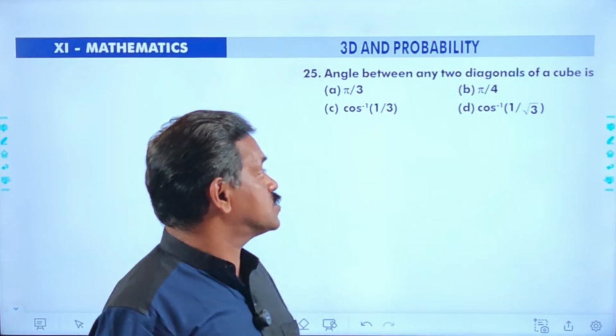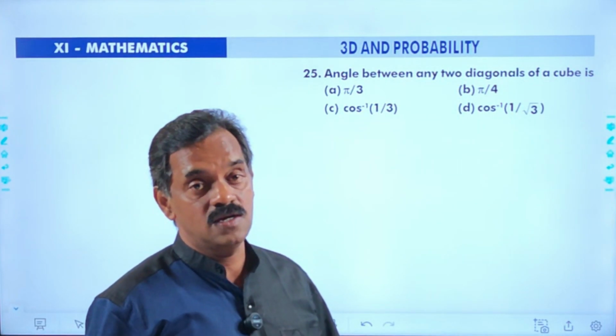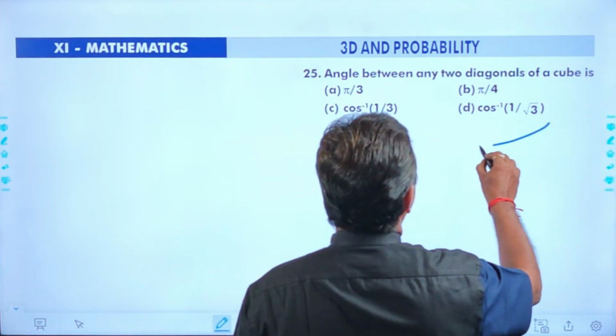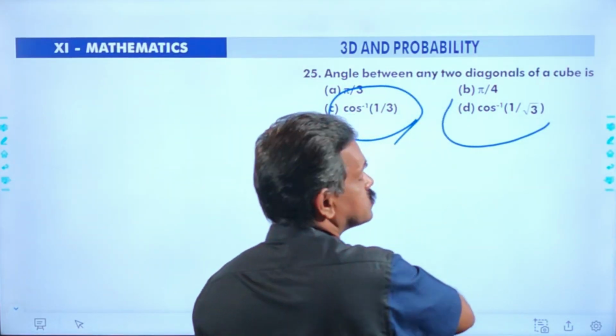Angle between any two diagonals. So you have to remember this point. Don't go for the evaluation, just remember the angle between the two diagonals of a cube is equal to cos inverse 1/3, which is given by choice C.